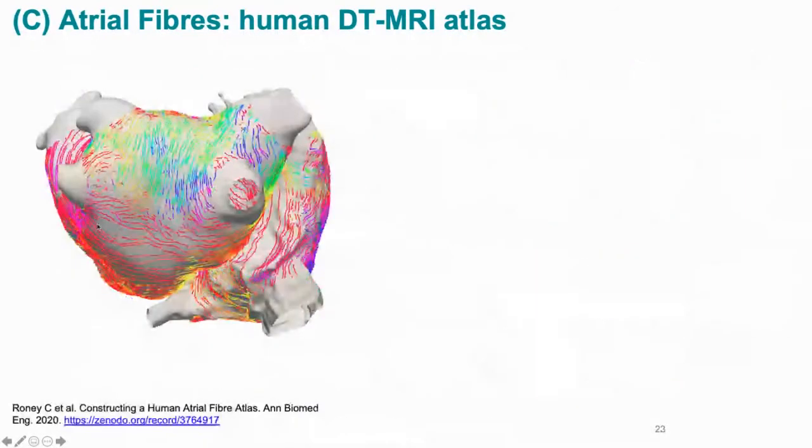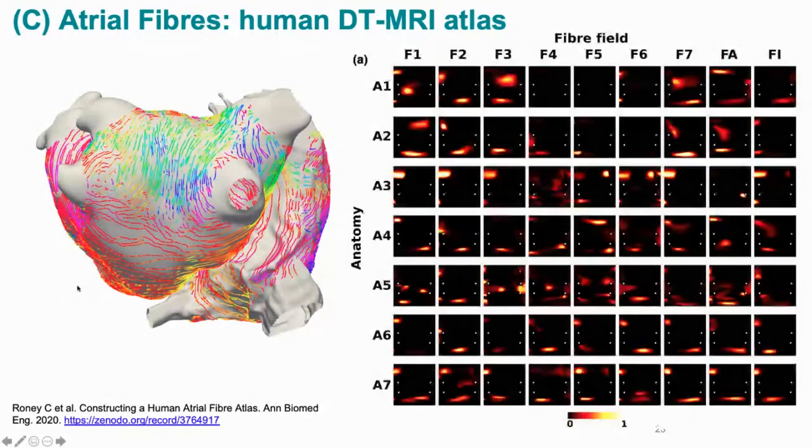And then what we can do with this is register these all together using the atrial coordinates and calculate an average map. And we can then have a look at the effects of these different fibres on our model predictions, essentially, and see which of the fibre maps give the most similar model predictions to the other fibre maps.